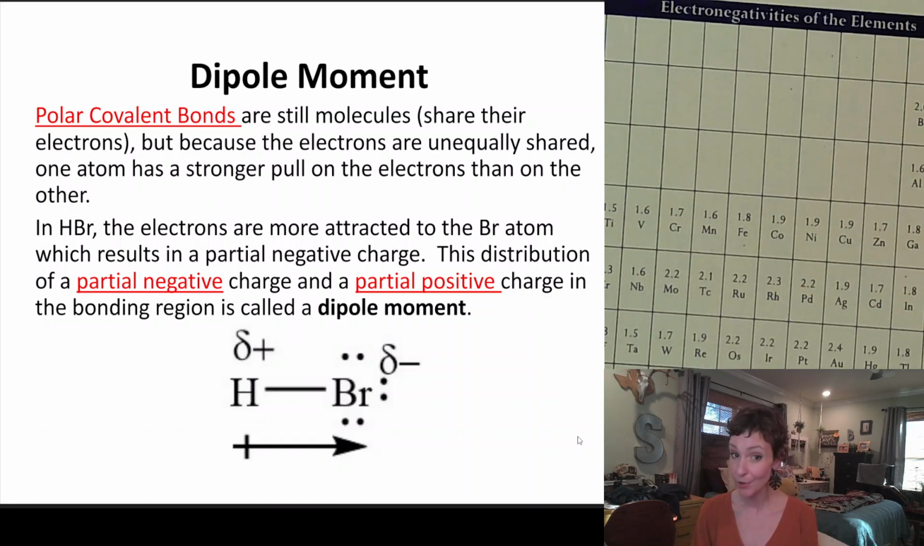So polar covalent bonds are still molecules that share their electrons, but because the electrons are unequally shared, one atom has a stronger pull on the electrons than the other. So in HBr, the electrons are more attracted to the bromine atom, which results in a partial negative charge. This distribution of partial negative and partial positive charge in the bonding region is called a dipole moment, okay?